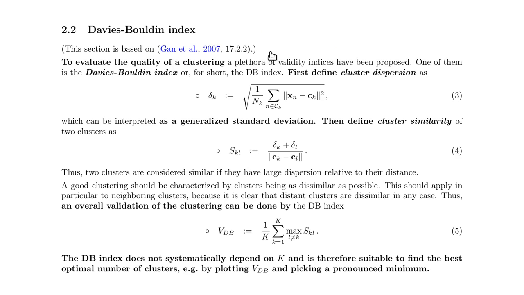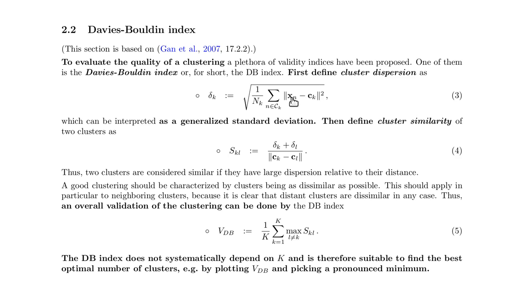So the Davies-Bouldin index can help you decide that. And it's defined as follows. So first we define a cluster dispersion. So here this is the cluster center. And these are the points that belong to the cluster. So C_k is the set of data points that belong to one cluster.